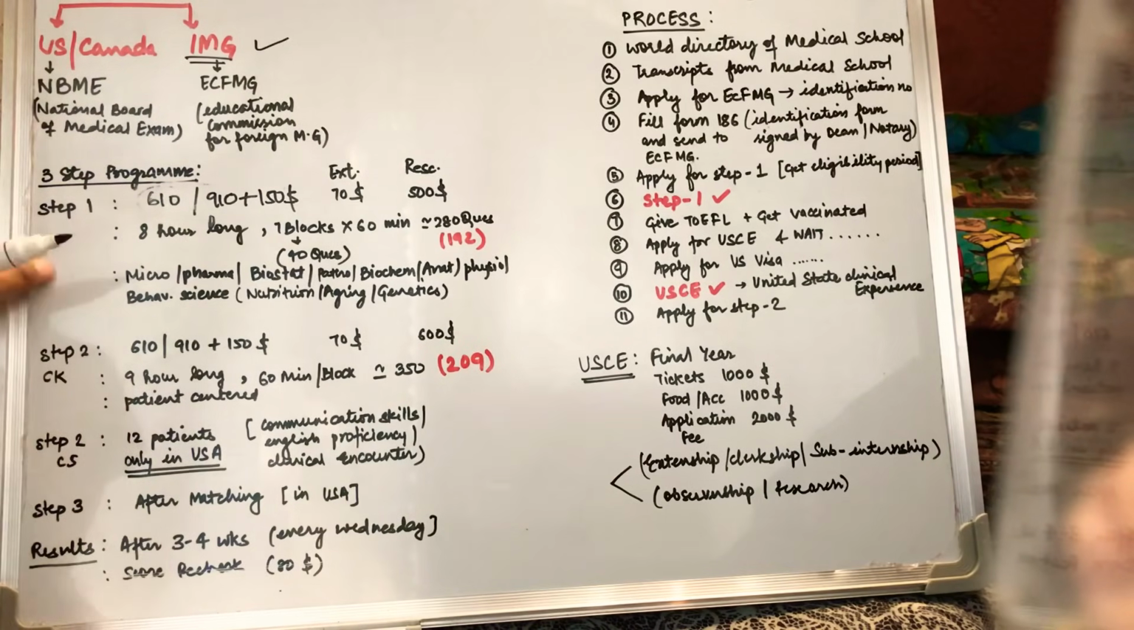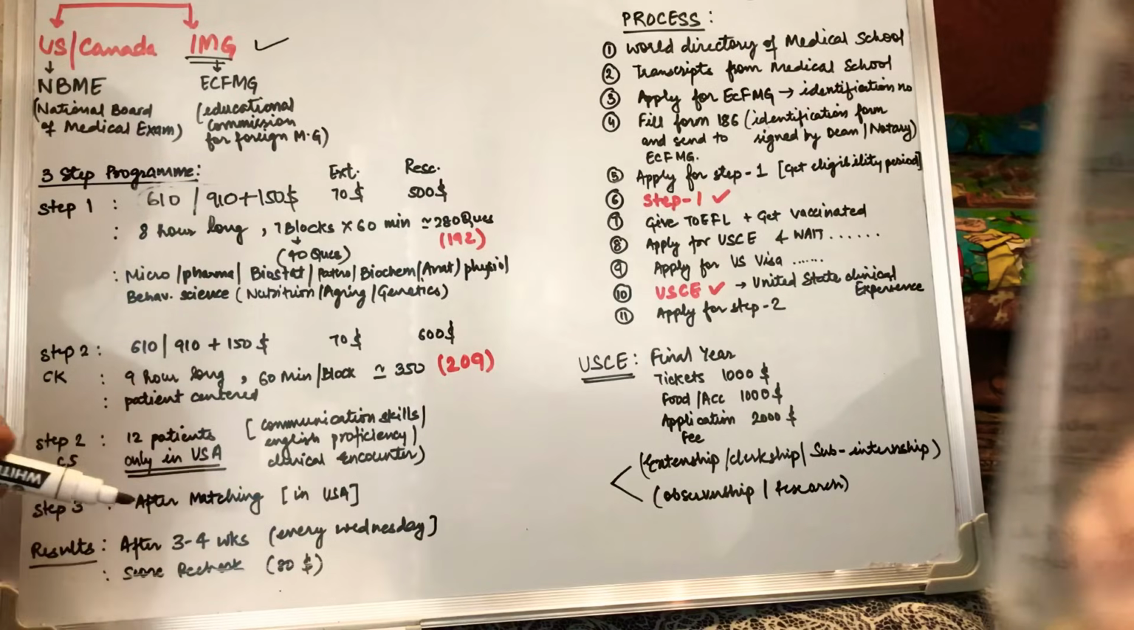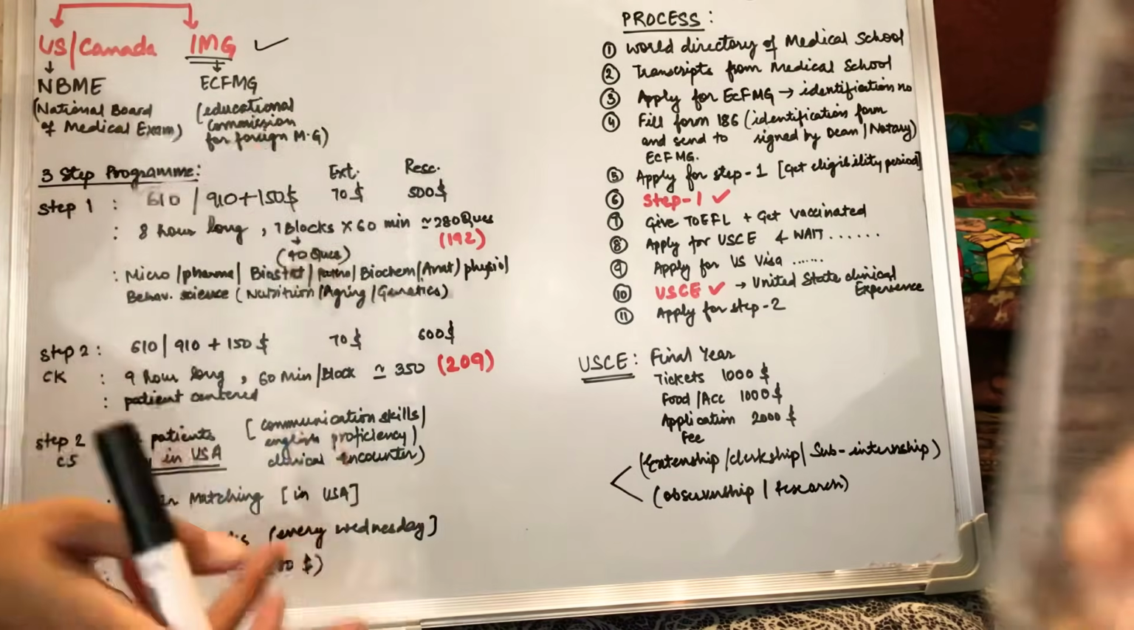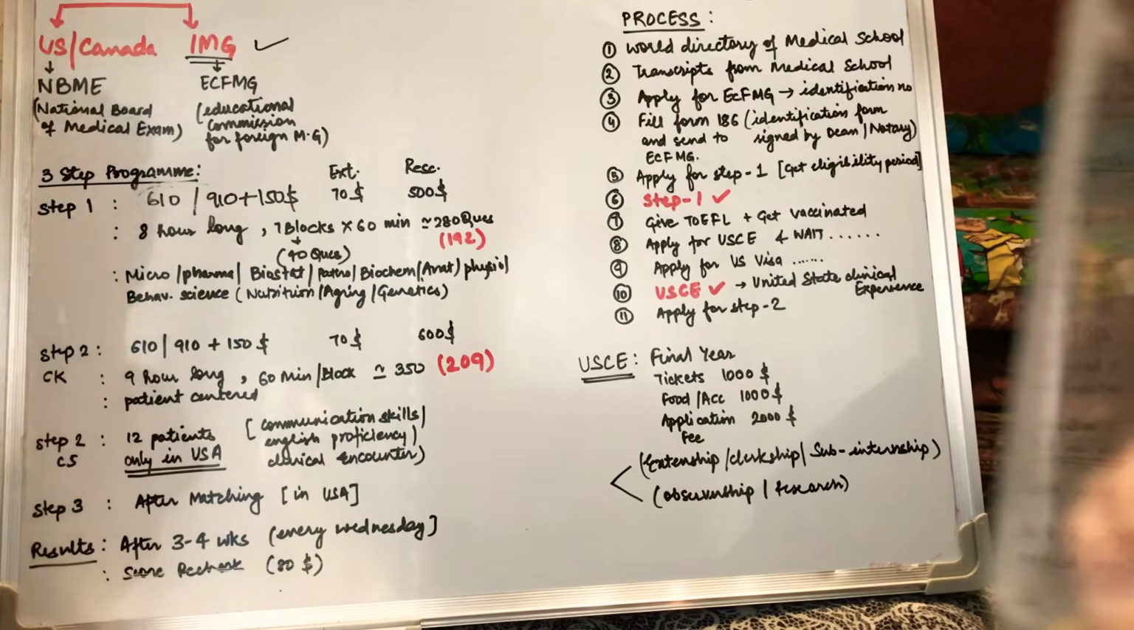You cannot give this examination once you pass it. You cannot reappear for it. You have to wait for 7 years and then only you will be able to reappear. But if you fail, you get below 192, then you can give it again after 3 months. You have to apply and do the whole procedure again.